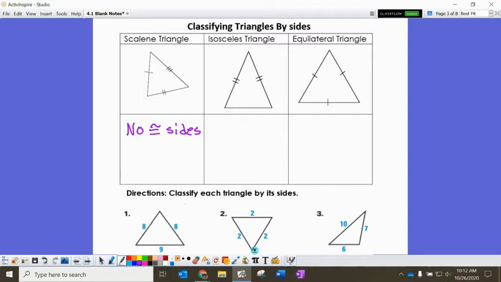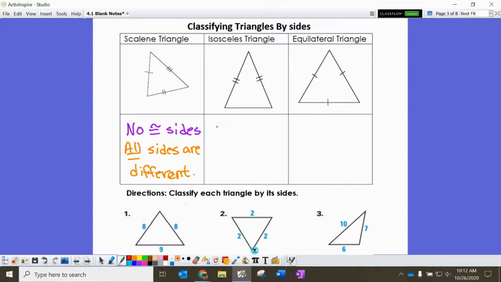Remember, we talked about when we were learning about angles that the same mark means that those angles are congruent. So here the sides all have different marks. They all have different measures. So I would say all sides are different for scalene. And like I said, most triangles are probably scalene. It's special if you have one of our other two cases.